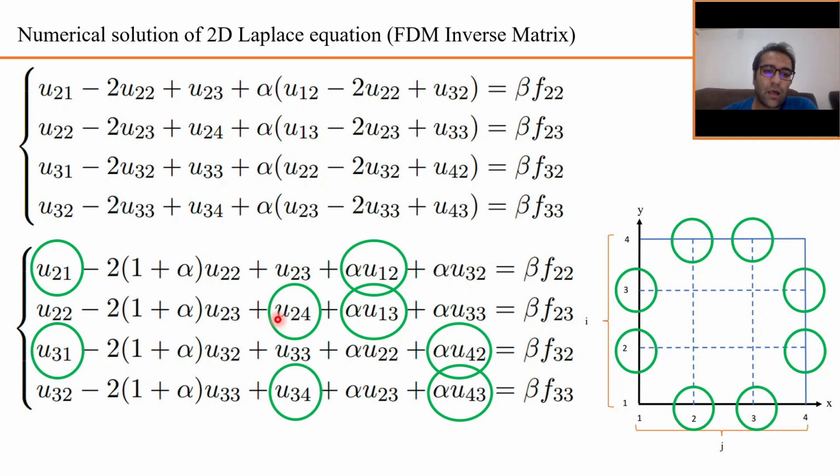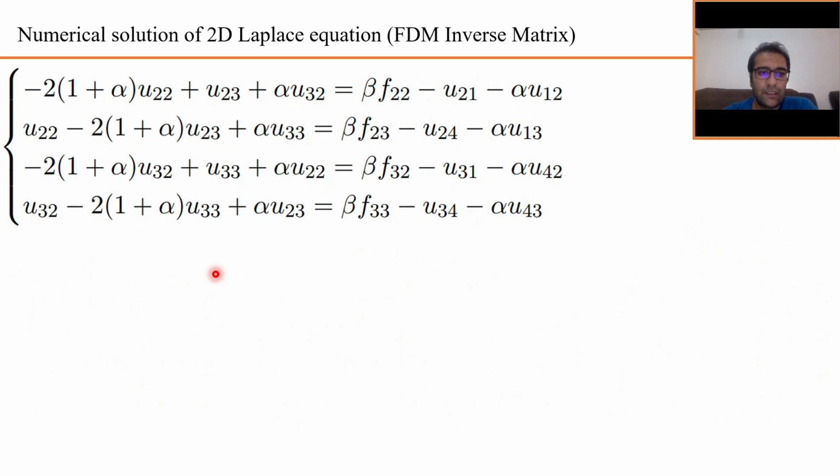So let me bring all the known terms to the right part of the system of equations and keep the coefficients and the unknown terms on the left part, right? And all the unknown terms are this one, this one, this and this, as you see here: u_22, u_23, u_32, u_33, and the rest we have the same u_33 here. So if I bring the known values to the right, what I have is such a system of equations, and all the values on the right are known, and on the left we have some known coefficients and some unknown values.